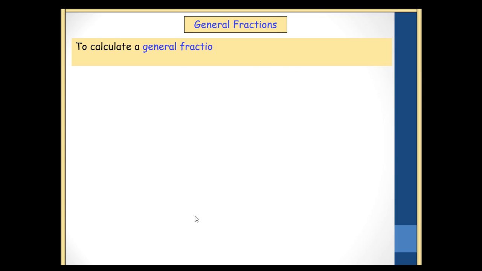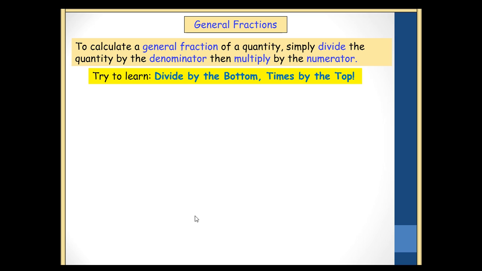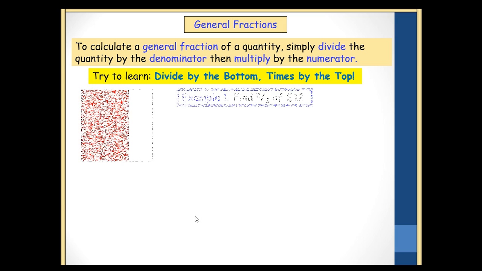Okay, then instead of a unitary fraction, which has a 1 at the top, a general fraction is one that might have a different number at the top. So you might have to consider that now. We divide by downstairs, divide by the bottom, and times by the top. If you ever get stuck, think: times by the top. So try to learn: divide by the bottom, times by the top. You divide by the denominator, what's downstairs, times by the top.